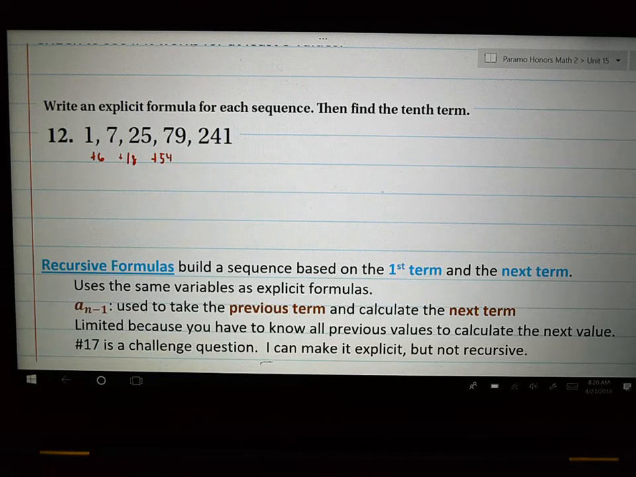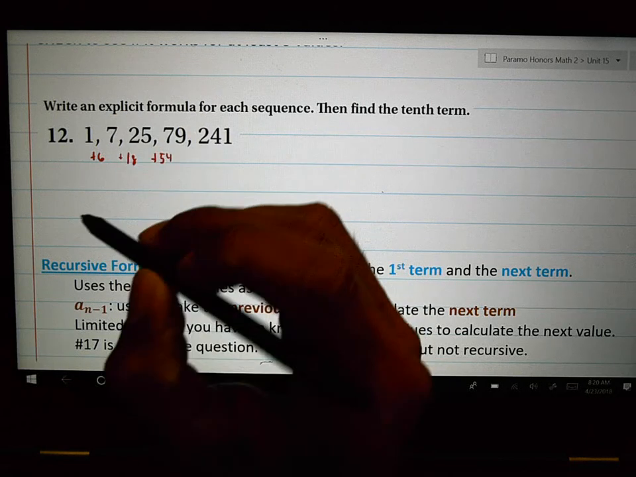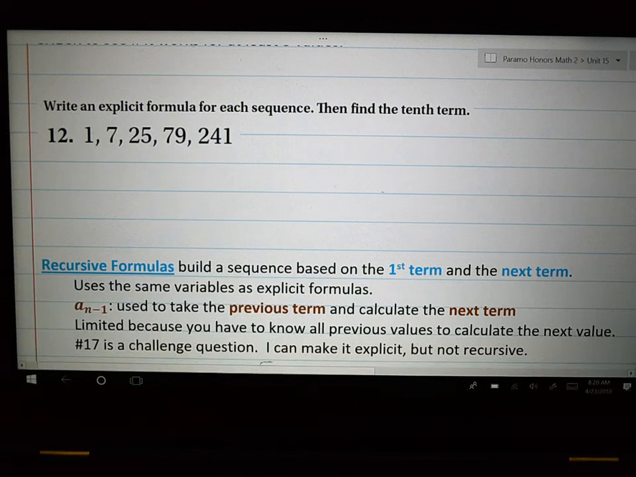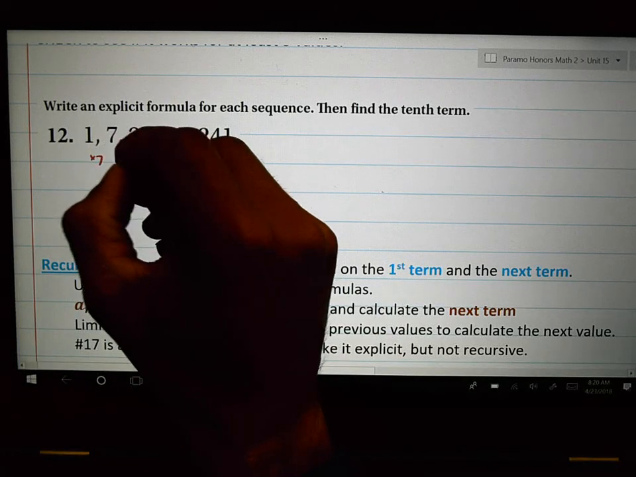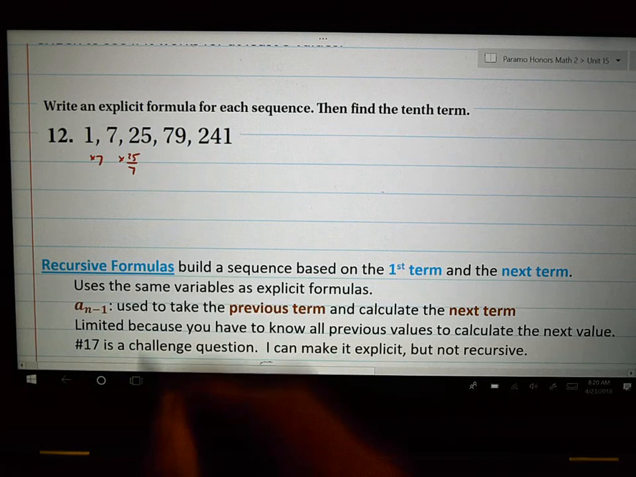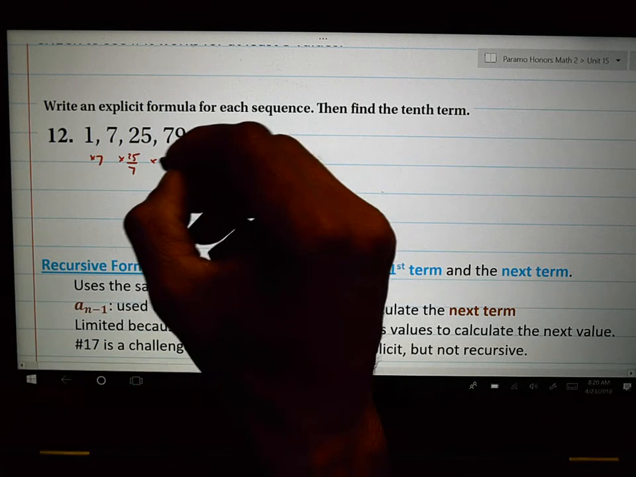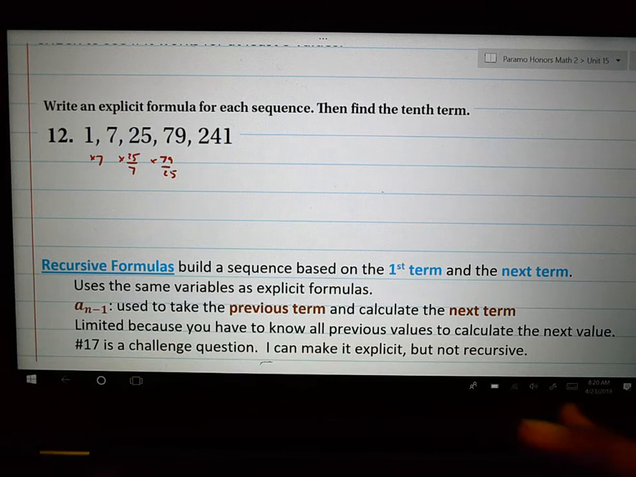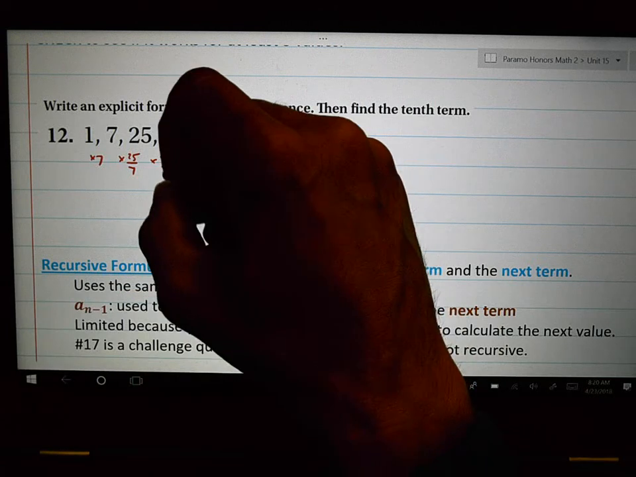So what helped me was this. I'm going to erase what I wrote down here. I also then checked to see if it was, what's the word? Geometric. Times by 7, times by 25 over 7, times by 79 over 25. It's not multiplying by the same amount every single time. It's not geometric. So it must be one of these other equations. Something that's not arithmetic, something that's not geometric.